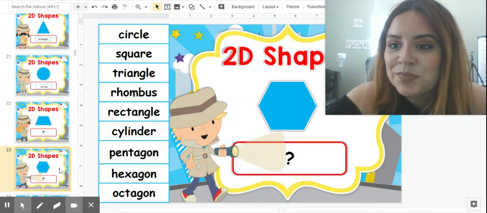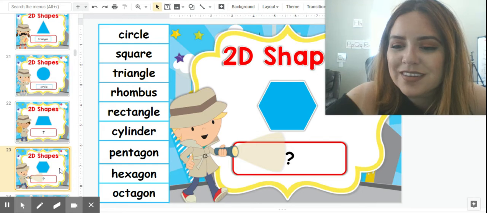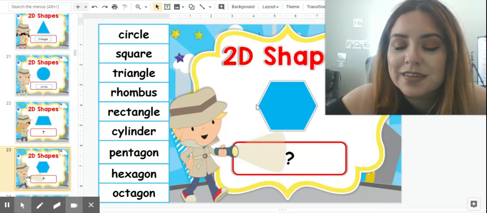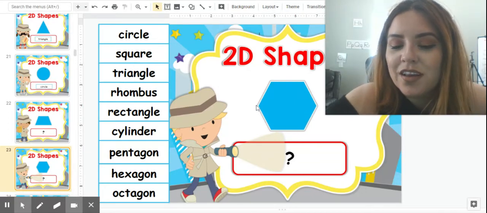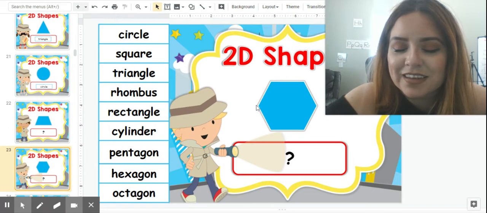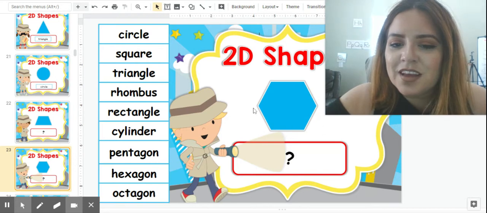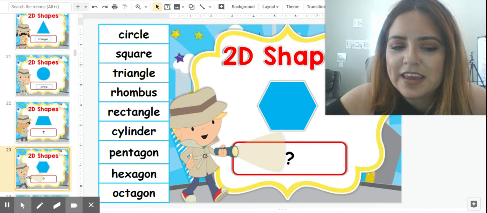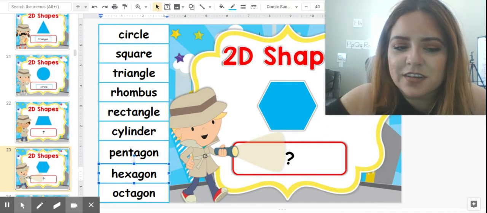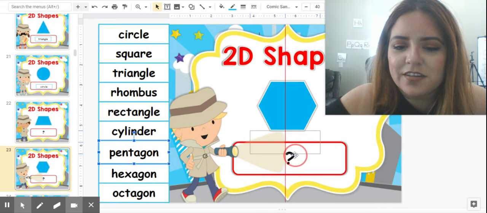What shape is this? How many sides? How many vertices? So it has 1, 2, 3, 4, 5, 6 sides. What do we call a shape that has 6 sides and 6 vertices? Is it a pentagon, a hexagon, or an octagon? A shape with 6 sides and 6 vertices is called a hexagon. Hexagon.